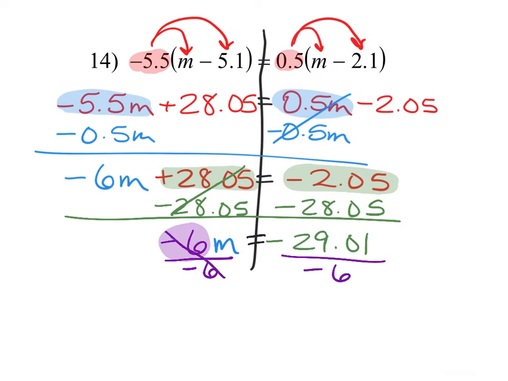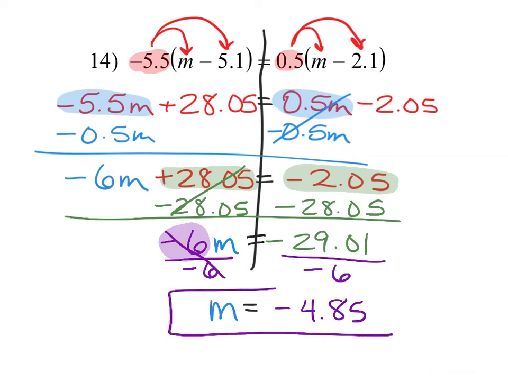Okay, the negative 6's are going to cancel, and we're left with m equal to negative 29.01 divided by negative 6, which is negative 4.85. Now, if I were to go back and check my work, using the trick that we learned for the Algebra 1 STAR, where we put the left side of the equation, y equals, right side of the equation, y equals, and look where they cross, this would be the number where they cross.